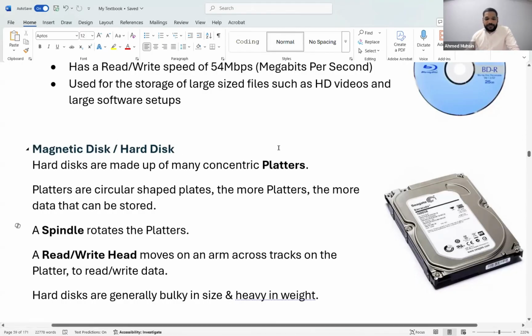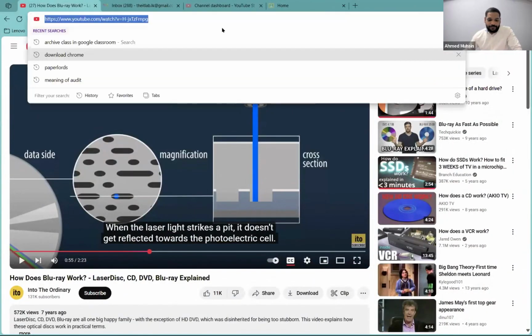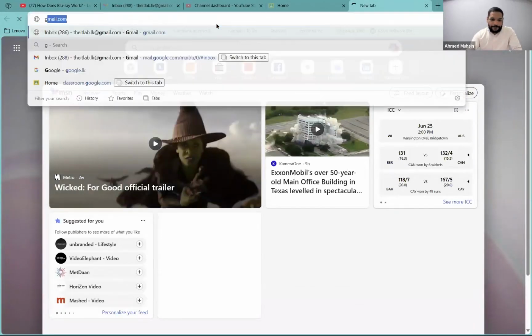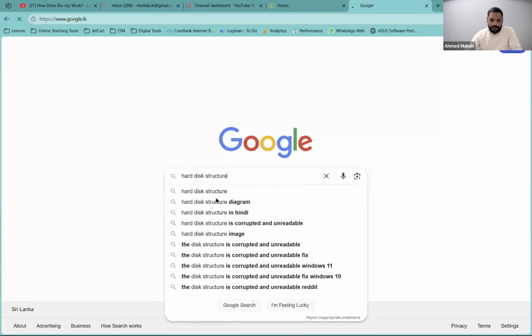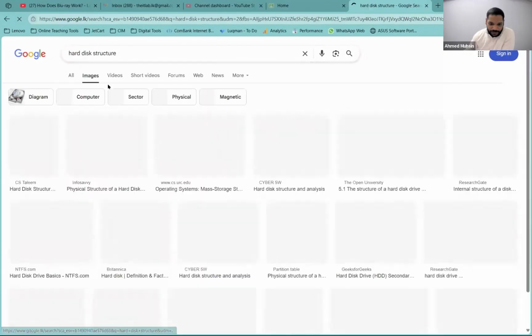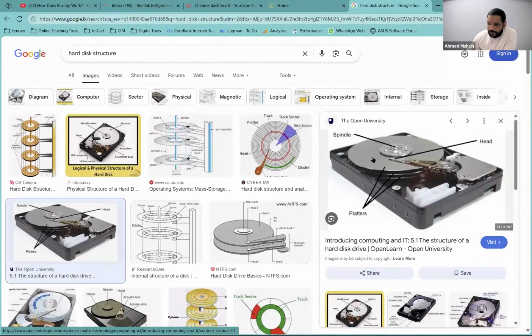Now, everybody, can you look at this image over here? Can you all see these circles? These circles are what we call platters. If you were to open up a hard disk, you would find these components inside it. Your data is stored on platters. So obviously, the more platters, the more data that you can store.